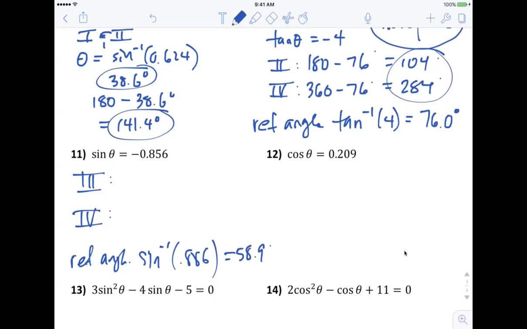So in quadrant 3, I'm going to do 180 plus 58.9. And in quadrant 4, 360 minus 58.9. And those will give you your two final answers. So I'm getting 238.9 here. And then 301.1.